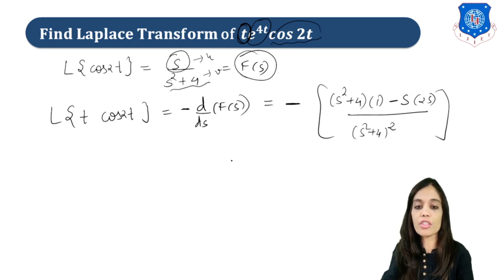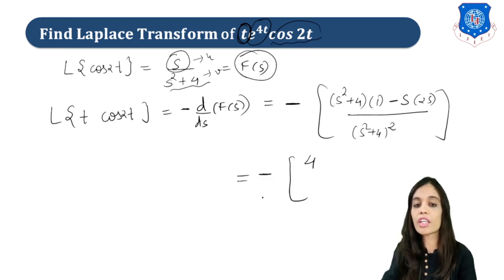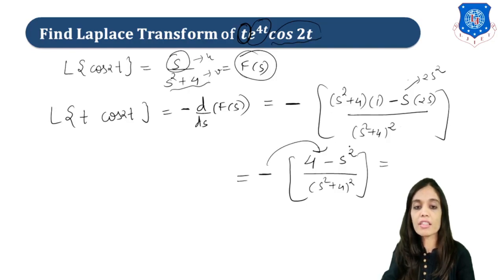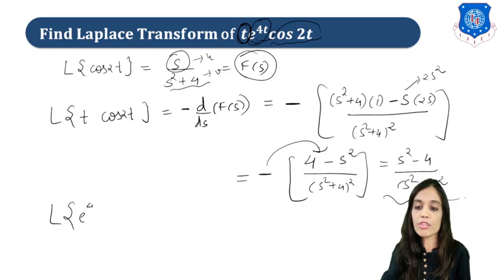Just simplify this firstly. So we will keep this minus as it is. So now we will have 4 will come as it is, s square minus this is what? 2s square, right? So we will finally have s square upon s square plus 4 whole square. Take this minus inside, so you will have s square minus 4 upon s square plus 4 whole square. Now only one term is remaining that we have to apply now. That is, we have to apply e raised to 4t. So Laplace of e raised to 4t t cos 2t.